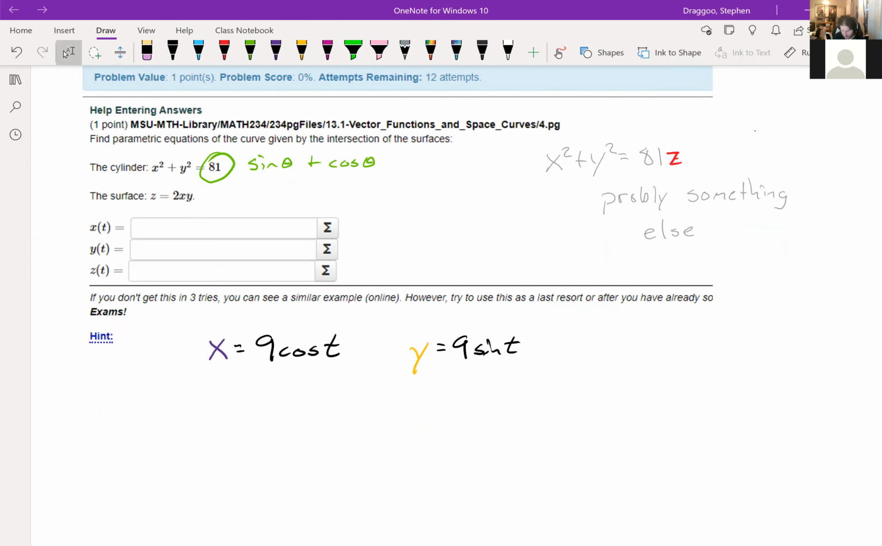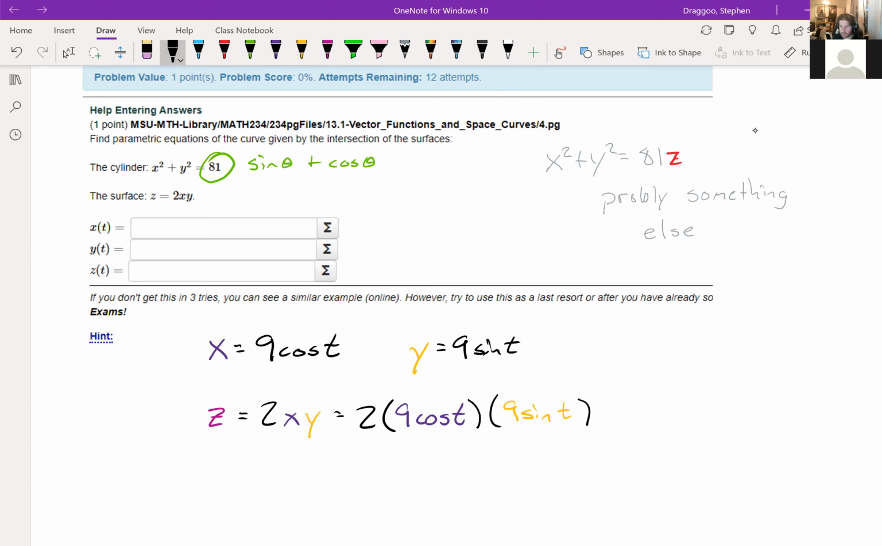So we've got our x and our y, and then we want to say that z is equal to x times y, or 2x times y, 2xy, which means that it's 2 times 9 cosine t times 9 sine t.